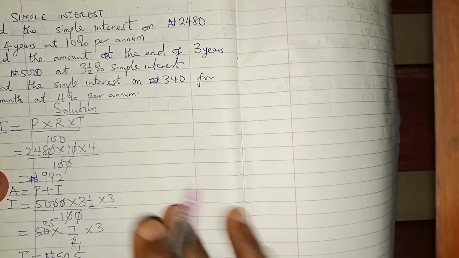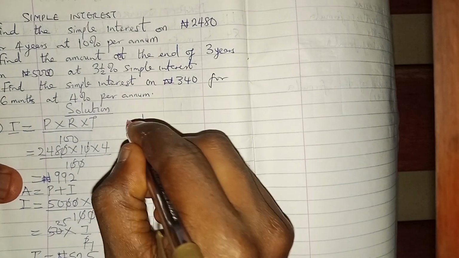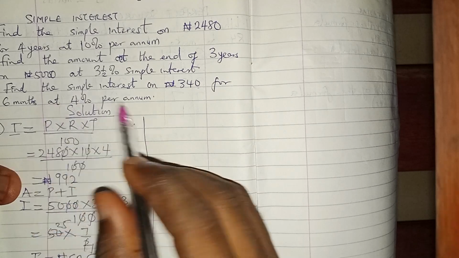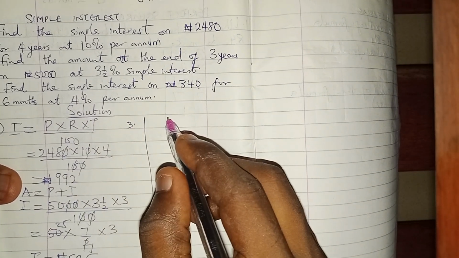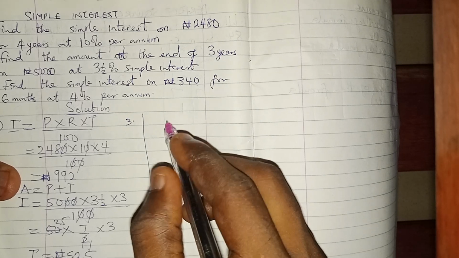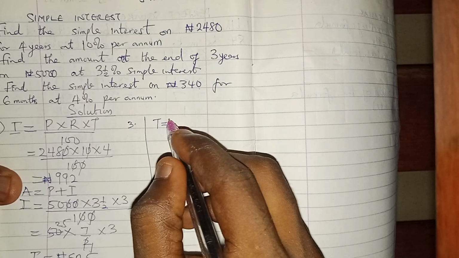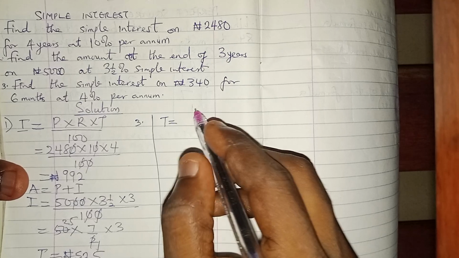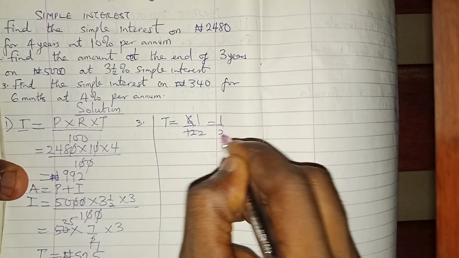Now the third question, question number 3, says you should find the simple interest on 340 naira for 6 months. Of course, the time in this case is in months, so it has to be converted to years. To convert months to years, I have to divide by 12, because 12 months make a year. So we have 6 over 12, which is like saying 1 over 2. That's half a year.